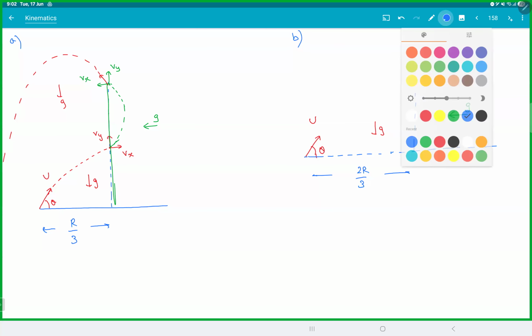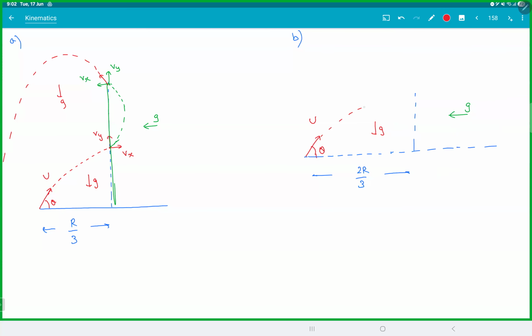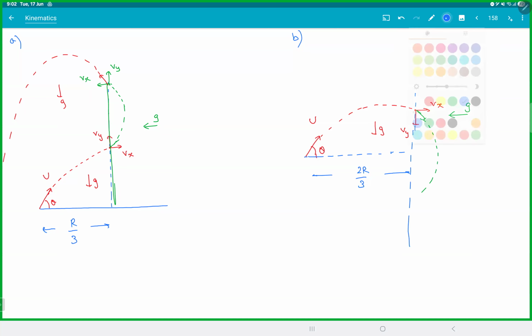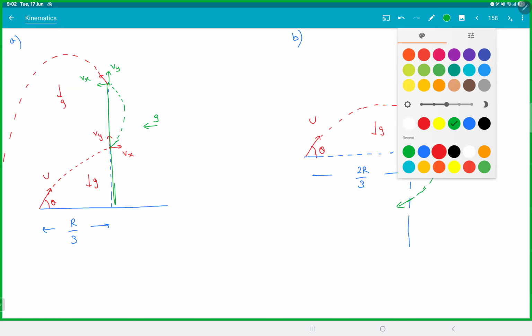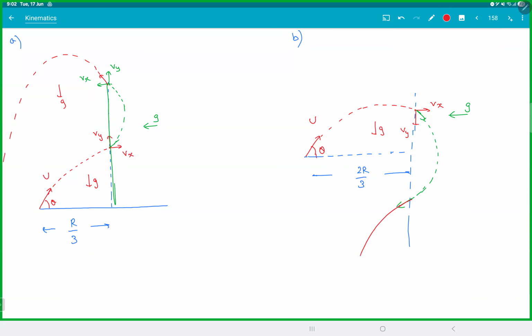So here 2r/3 meaning you already crossed h max and you're coming down. So this is Vx and this is Vy. So it will go like this. It will go like this, assuming if there is no ground. It will go like this. It will cross this boundary. Then the gravity will pull you down. So this is how the path will look.